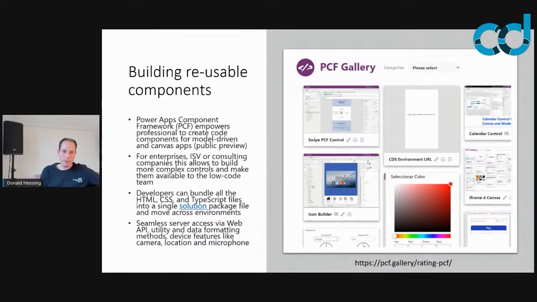You can also use your own APIs as part of that, and you have access to things like device features like camera or the location and the microphone. There is a great library already, which is the component framework gallery. The link is below on the screen, where you can directly access some of the components that have already been built.